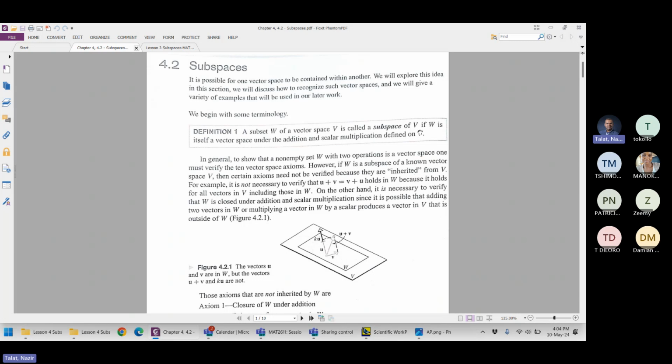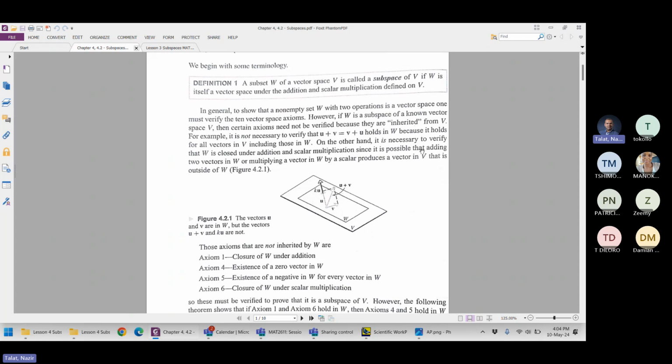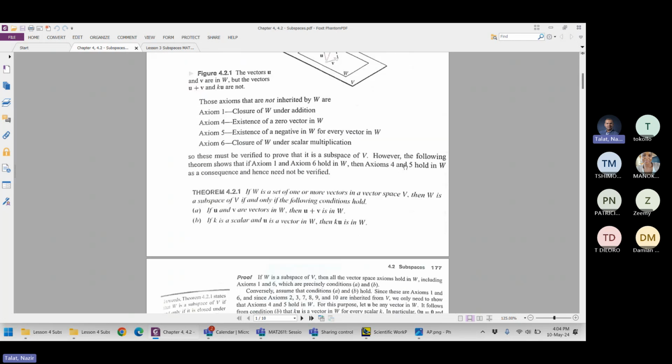We need to use the same operations, plus and multiplication. Since we know that V is a vector space and satisfies all the axioms of a vector space, which are around 10 conditions, here we only need to check two conditions. If W satisfies only these two conditions and its parent space, or superset, is a vector space, then it will automatically become a vector space, also called a subspace of the bigger set V. So V is a vector space, and W is a subspace when W satisfies only two axioms. Which are those important axioms?